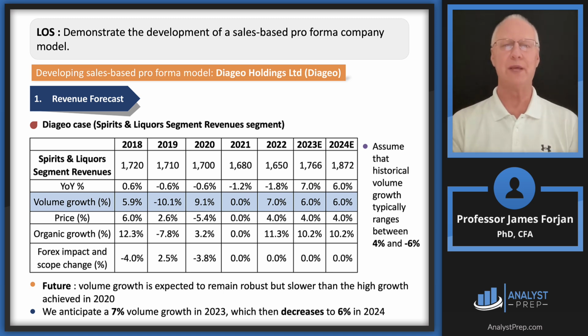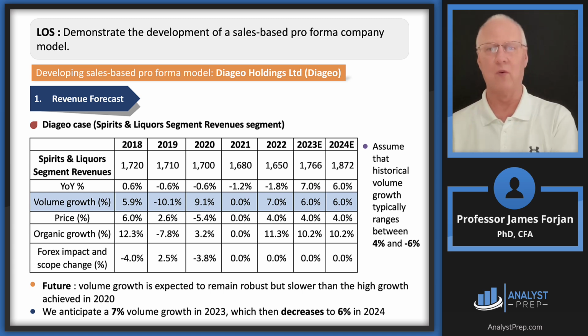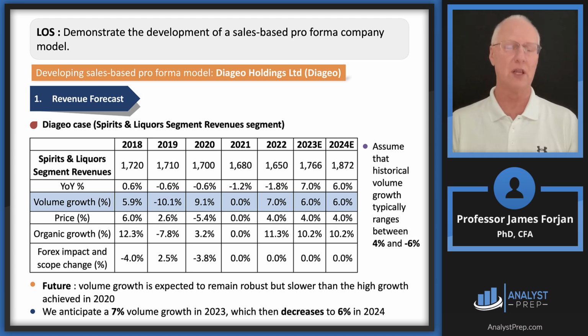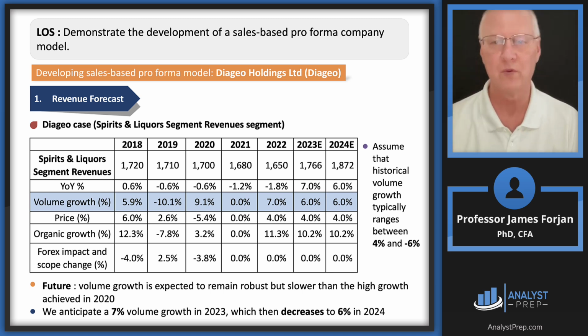All right, so let's not be too intimidated by this. Here is the spirit and liqueur segment. We have several years of historical information. So there are revenues for 2018, 2019, 2020, all the way to 2022, 1650. Notice that's a decline. Over the last 5 years, we've declined by, well, you can see the year-over-year growth: there's a 0.6, a minus 0.6, minus 0.6, minus 1.2, minus 1.8.